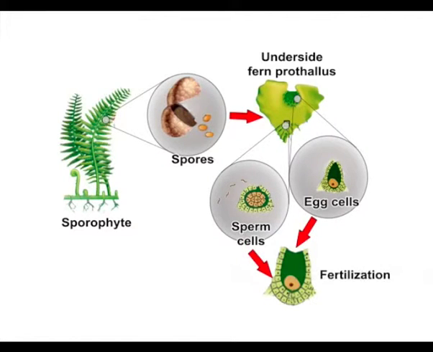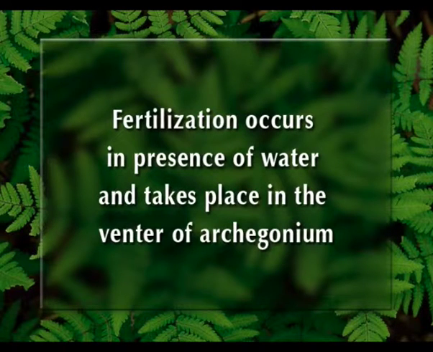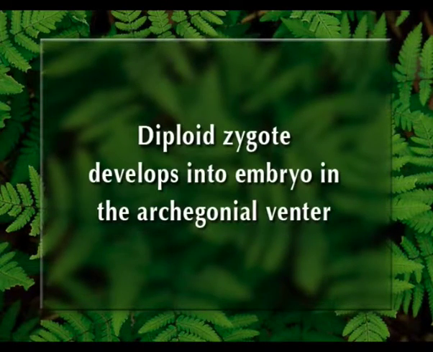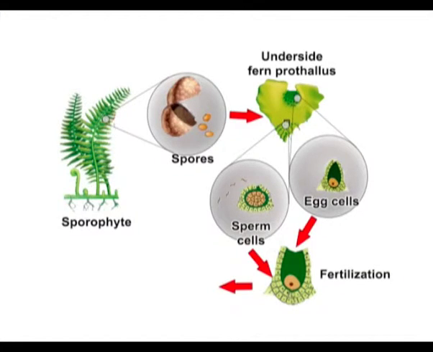Fertilization, that is the fusion of male and female gametes, occurs in the presence of water and takes place in the venter of the archegonium. The diploid zygote so formed develops into an embryo in the archegonial venter. The embryo now grows by means of mitosis into a sporophyte. The sporophyte will be a diploid phase.